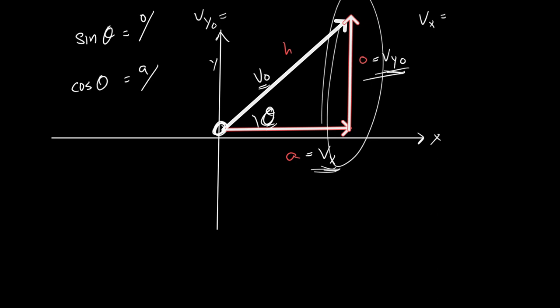In the bottom here, this is always going to be opposite over V naught. This is always going to be adjacent over V naught, which means that Vy naught will always be V naught sine theta. Always. For projectile problems, this is always true. And Vx is always going to be V naught cosine theta. That's always going to be true.